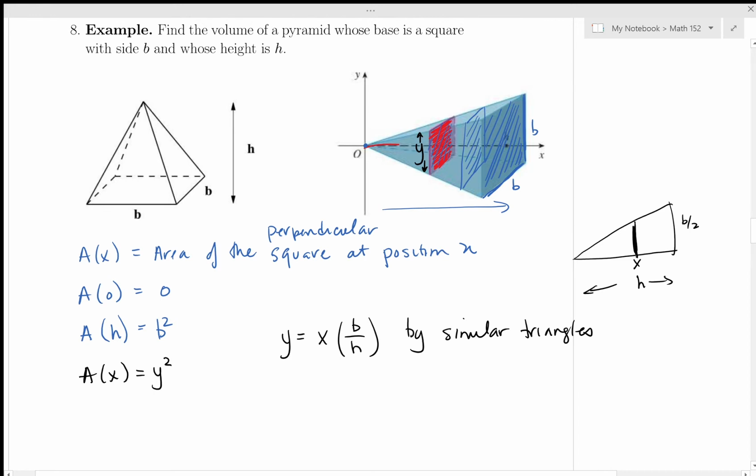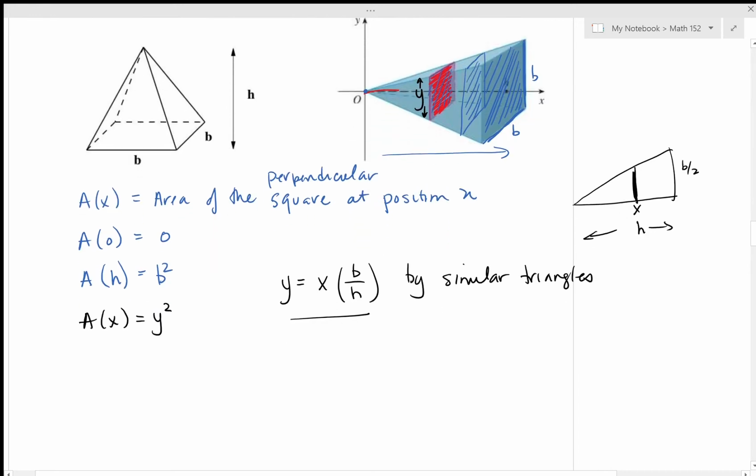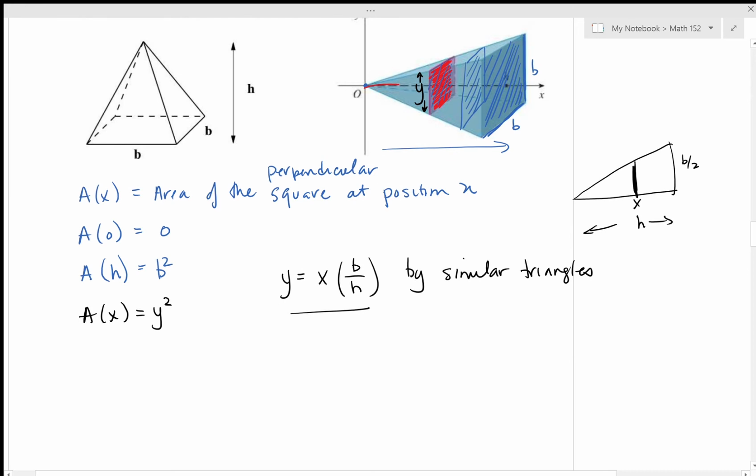Okay, so you can use similar triangles and figure out that that height, which I put here, which is really y over 2, and you can then use that to figure out that y is x times b over h. So that means that A of x being y squared is x squared times b squared over h squared.